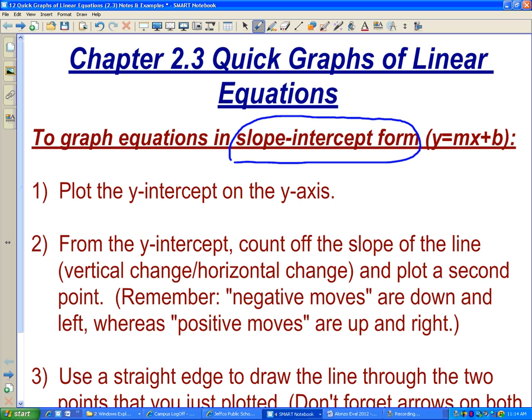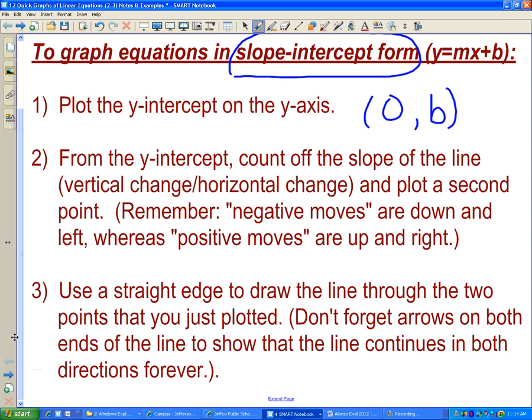To graph an equation in slope-intercept form, y equals mx plus b. First, plot the y-intercept on the y-axis. Remember, that's (0, b). Number 2, from the y-intercept, count off the slope of the line, vertical change over horizontal change. Plot a second point. Remember, negative moves are down and left, whereas positive moves are up and right. Use a straight edge to draw the line through the 2 points that you just plotted. Don't forget the arrows on both ends of the line to show that the line continues in both directions forever.